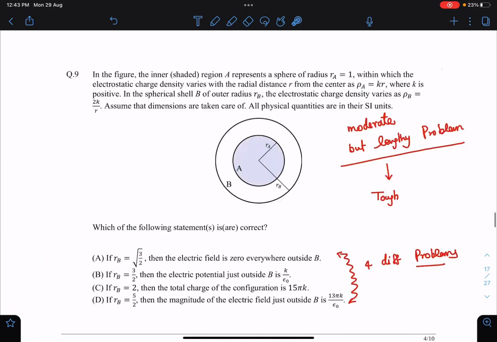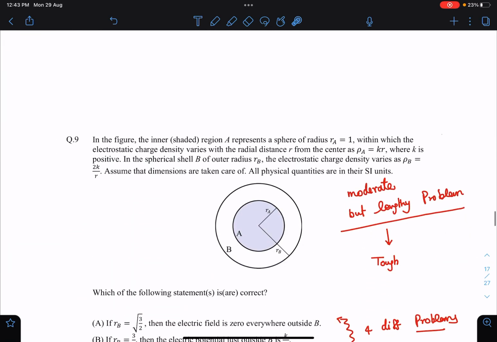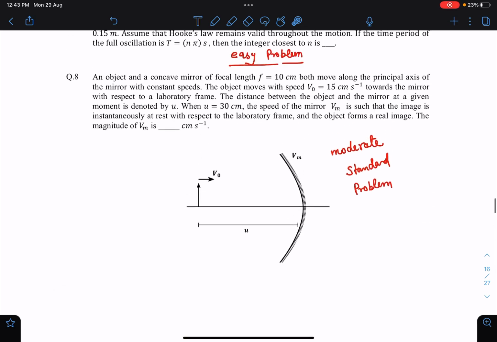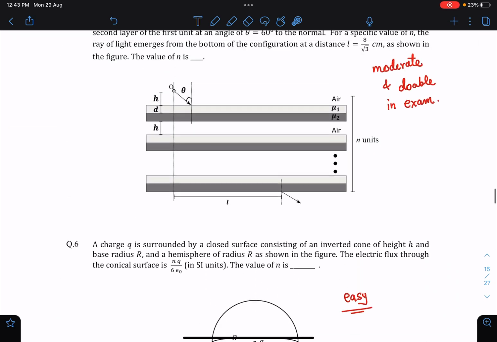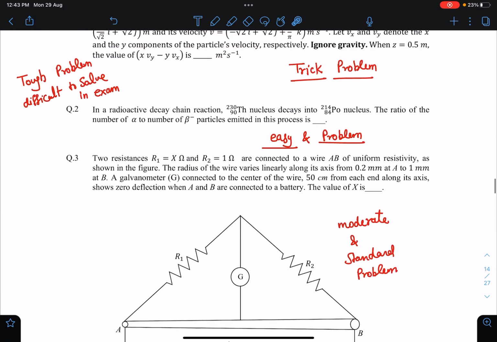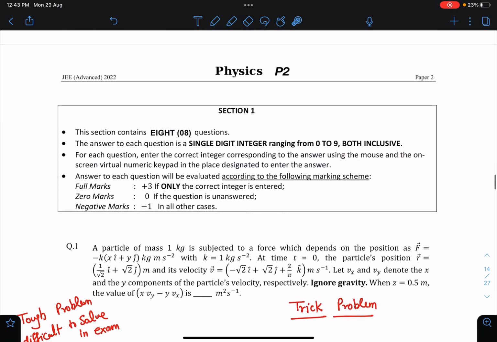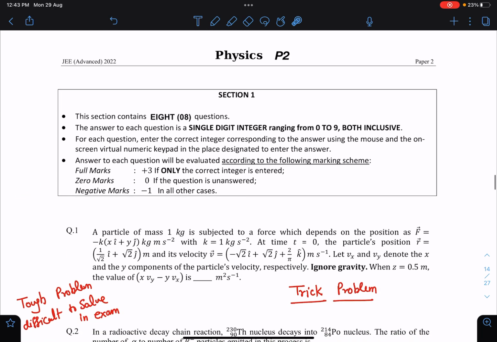And you can see, this was a very nice paper overall. And JEE is known for such types of papers. So this paper is in the league of JEE Advanced 2020, in my opinion. So let's see. Thank you guys.